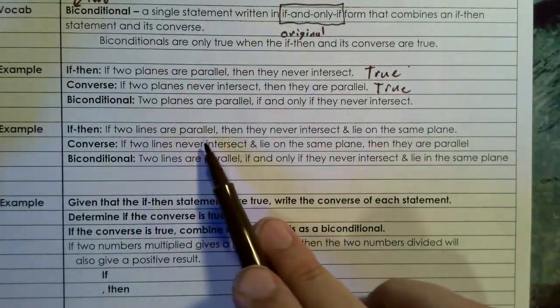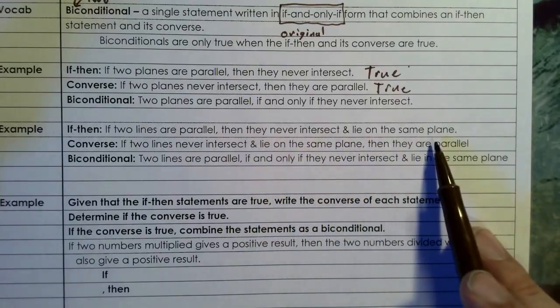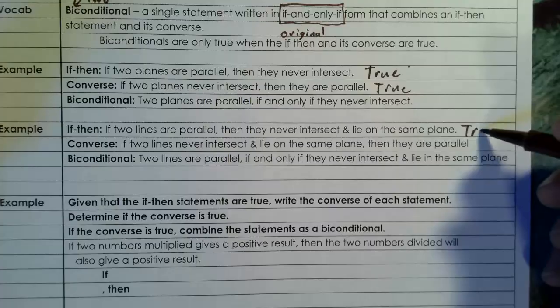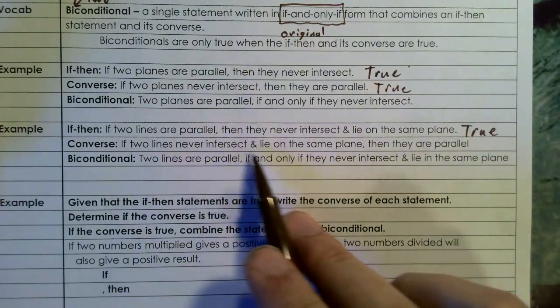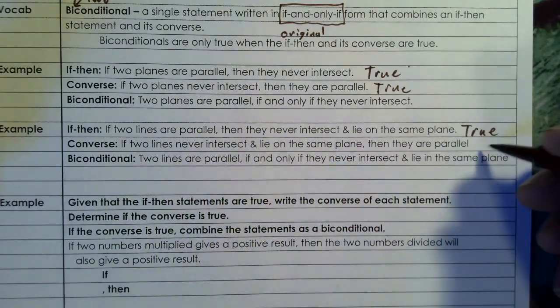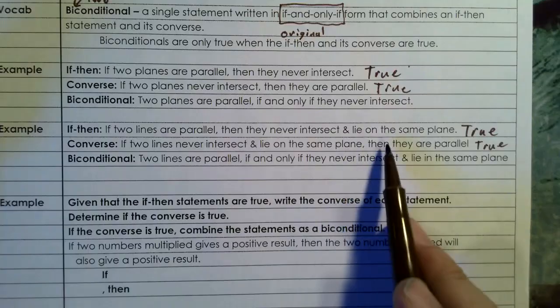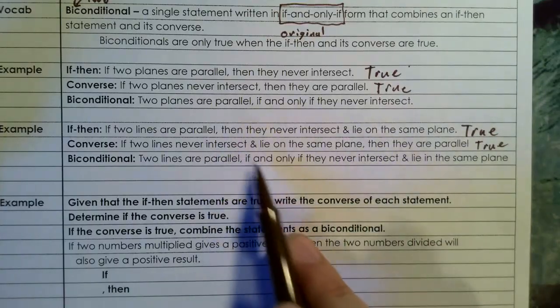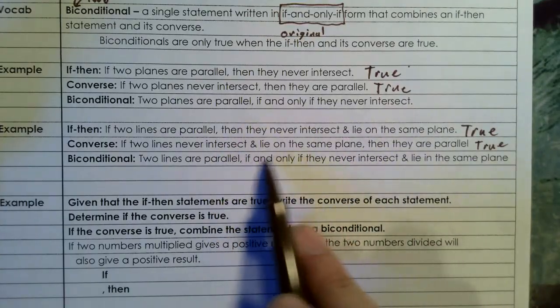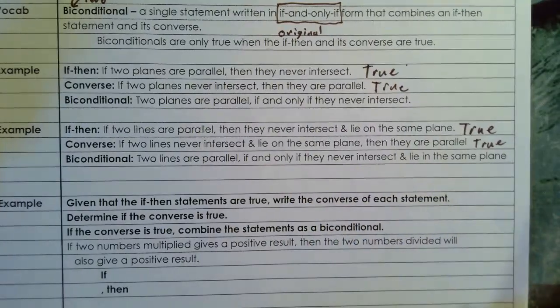Same thing with this one. If two lines are parallel, then they never intersect and lie in the same plane. That's true. If two lines never intersect and lie in the same plane, then they are parallel. True. That allows us to make that biconditional. Again, look at where this then is, and that gets replaced with this if and only if.